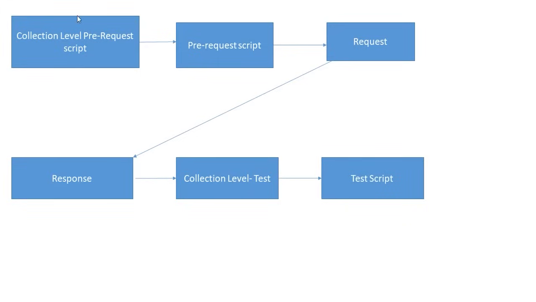Okay, so if you mention collection level pre-request script, it will be applicable for each and every request. In the same way, if you mention collection level test, that will be executed for each and every response that you will receive. So a very good example for this can be, you want to make sure that each and every request that you are sending, it should be 200 or 201, or it can be any other error code. So you can mention that same thing in the collection level.